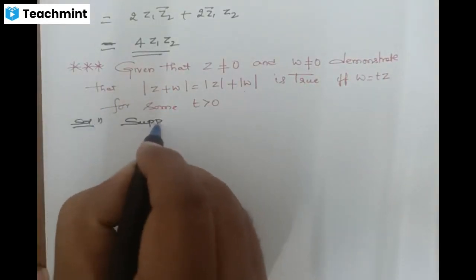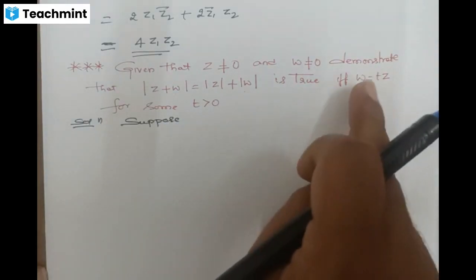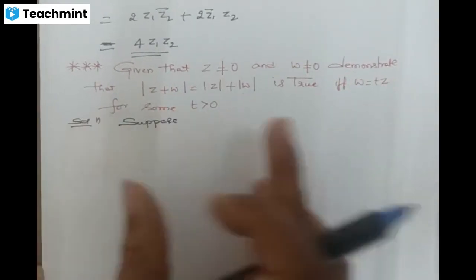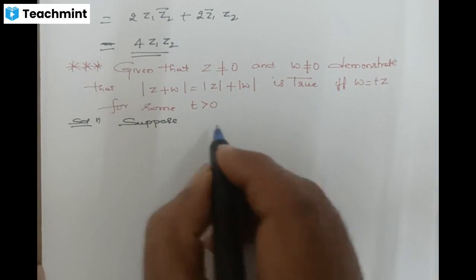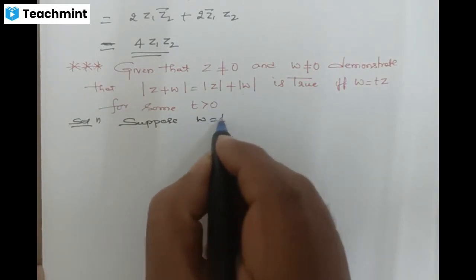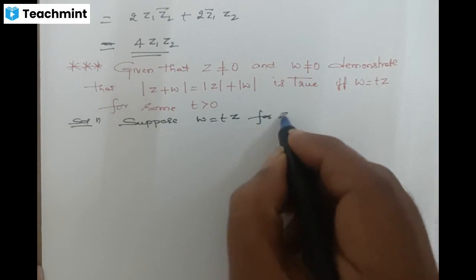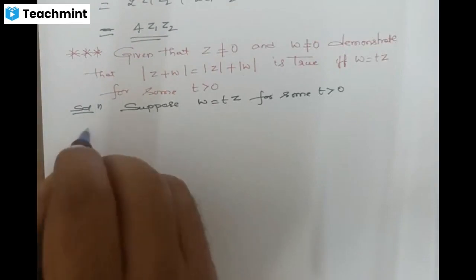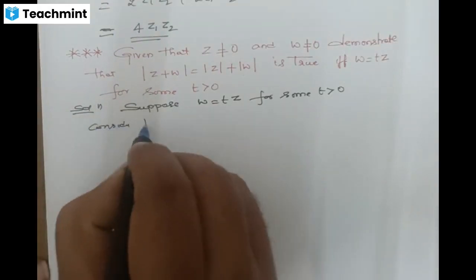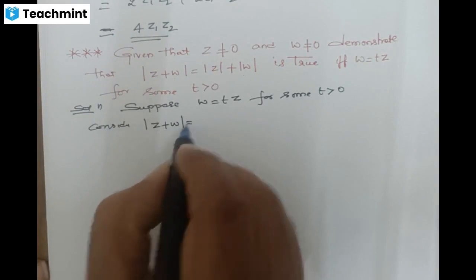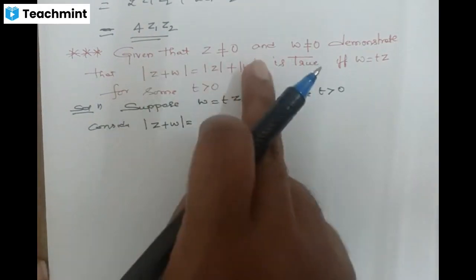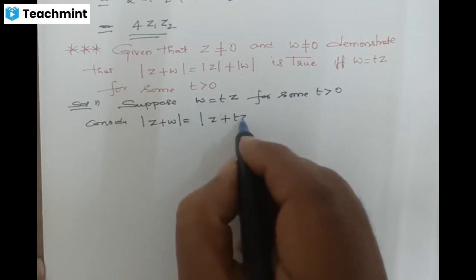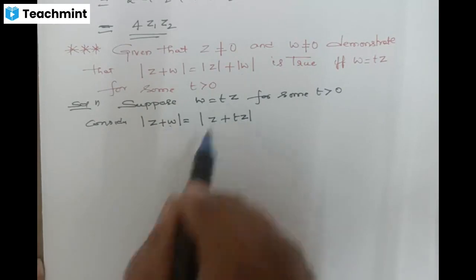Suppose, I will take first this part and prove this one. If and only if means the two ways we have to verify. Suppose w is equal to t into z for some t greater than 0. That means t is real. So now I will consider modulus of z plus w is equal to, using this I will prove LHS is equal to RHS. So which is equal to z, but what is w? It is tz. I am substituting that w value is tz.